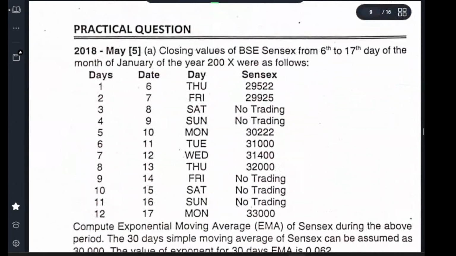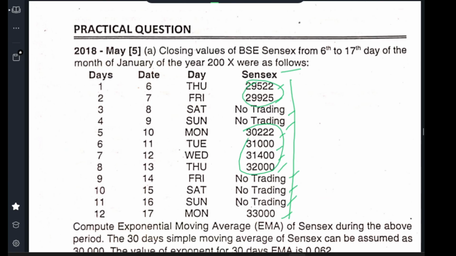How to calculate exponential moving average for Sensex? We are calculating it. So this is the data for the days: trading, no trading, trading, no trading, no trading, no trading, trading. So get all the trading data.